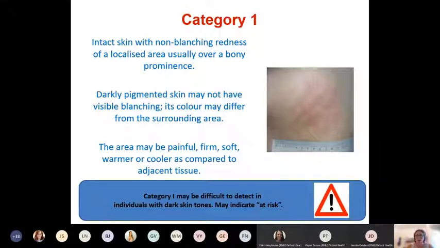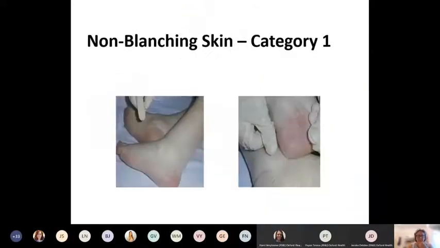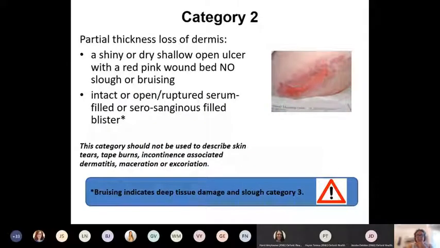A little bit more difficult in pigmented skin. You might not be able to see visible blanching. The colour might be slightly different, but using all of the other feeling and heat and texture things as well will help you with that. And also, of course, pain. Okay, so that's category 1, intact skin.